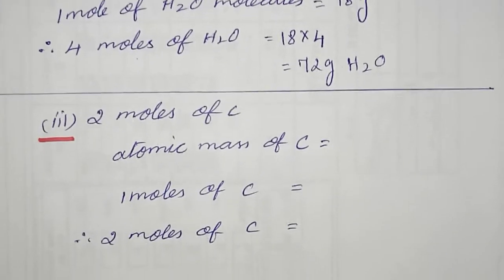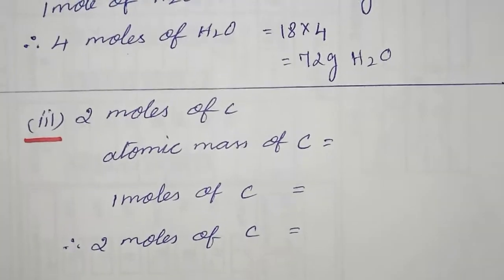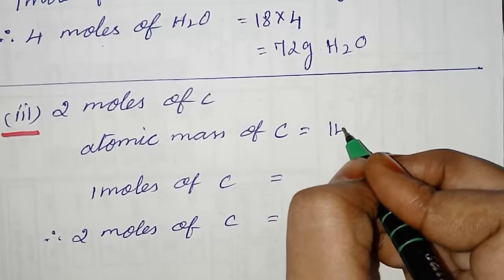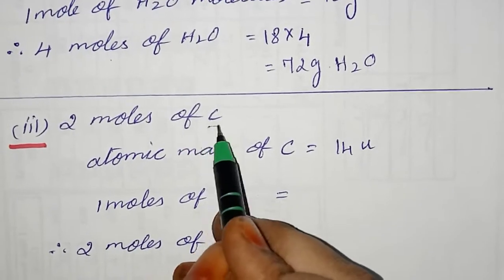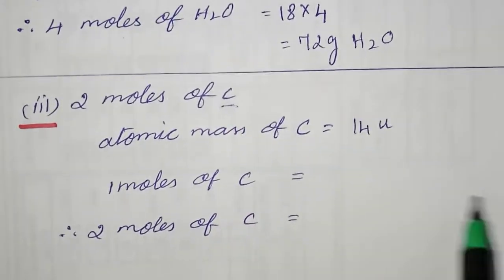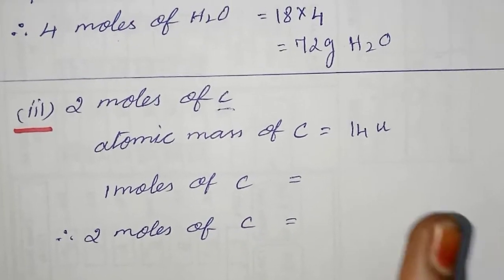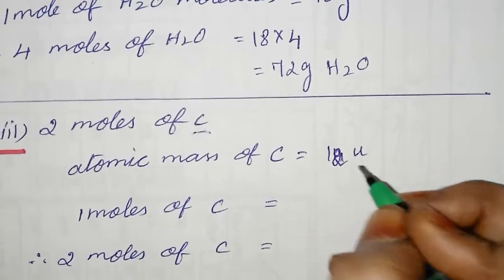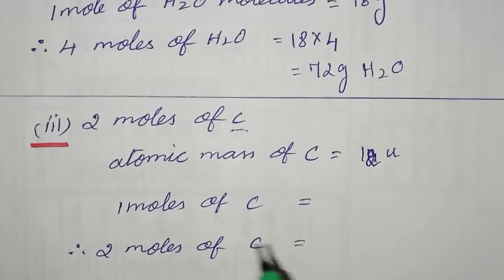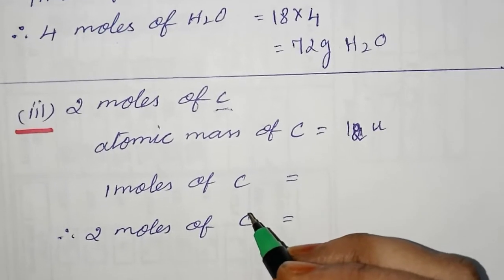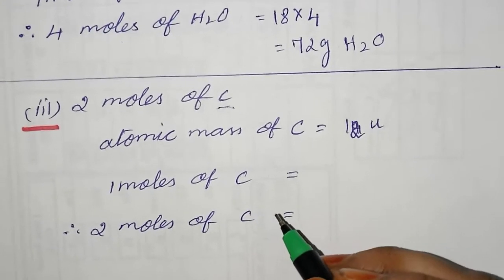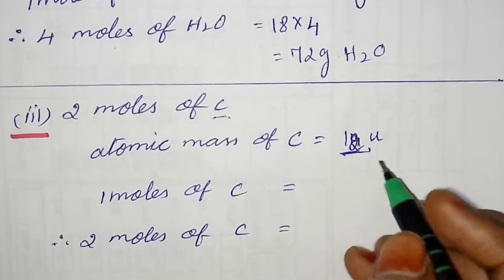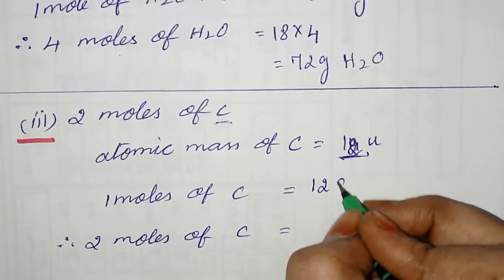Okay, like that, 2 moles of carbon. Atomic mass of carbon is 14U. Okay, here it is mentioned as an atom alone. So atomic mass of carbon is 12. Atomic mass of carbon is 12U. So 1 mole of carbon is equal to atomic mass in grams. Here atomic mass is 12, in grams means 12 grams.